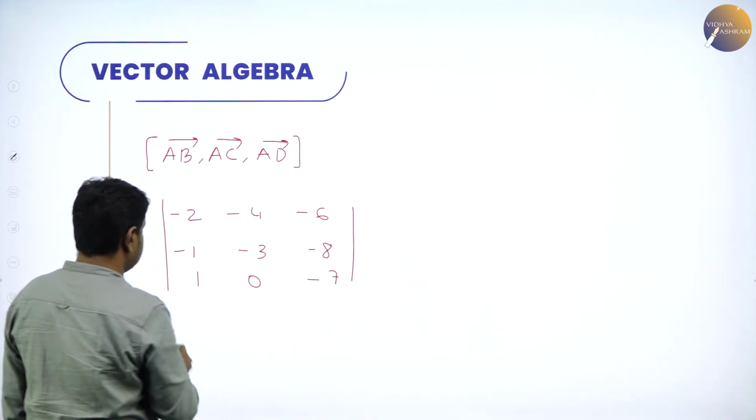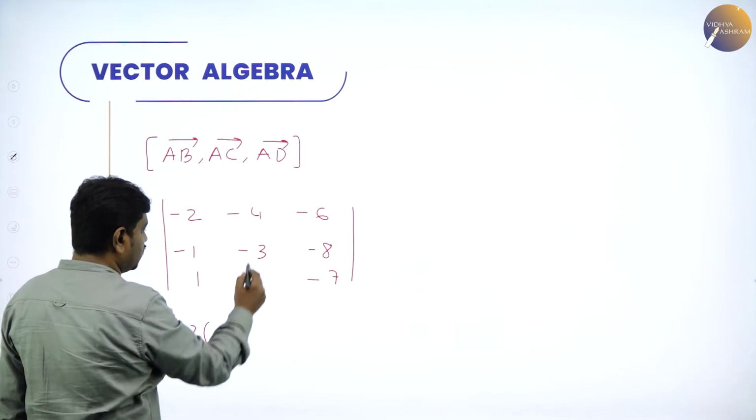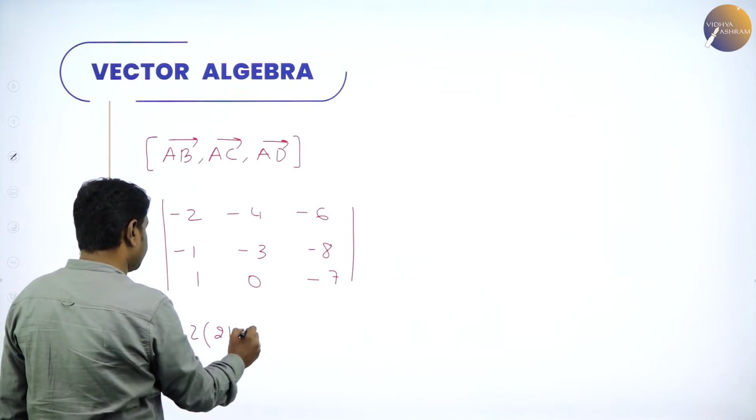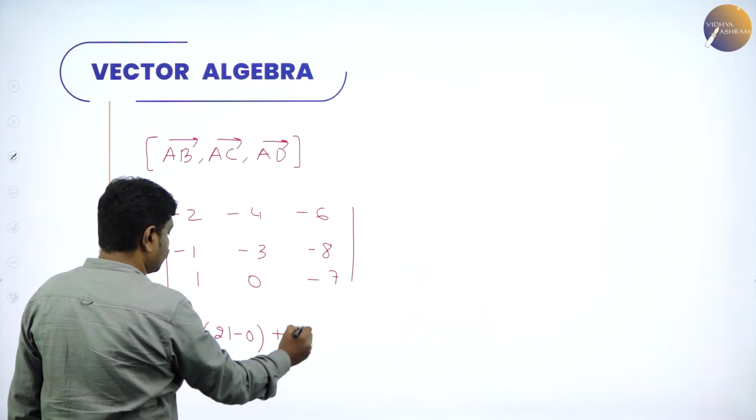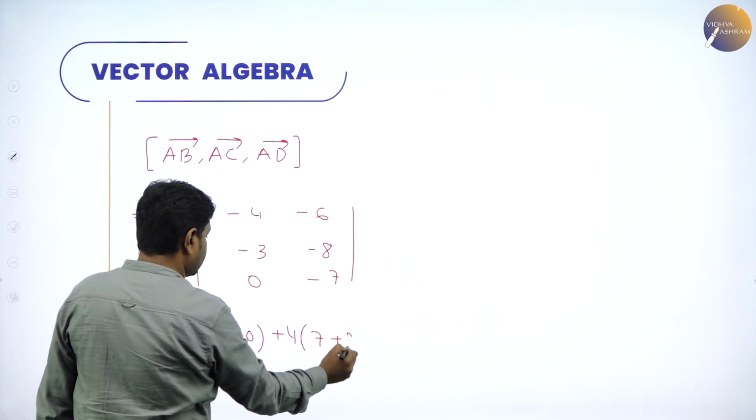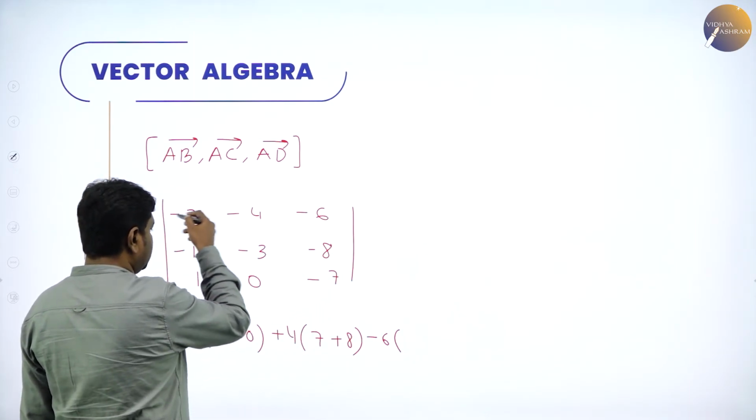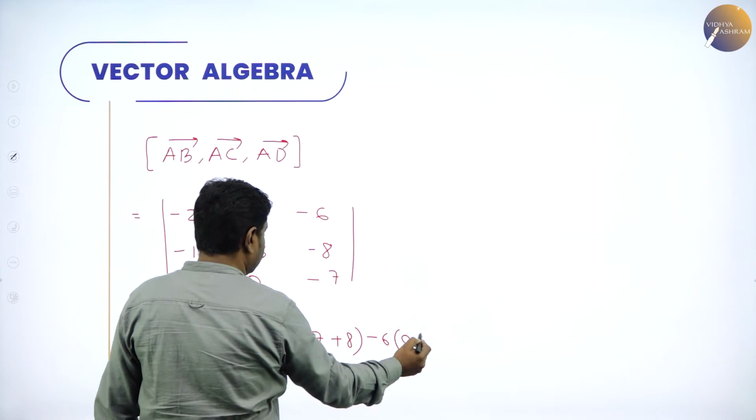Now we'll expand this. When you expand, minus 2 into, delete the column, delete the row, it will become 21 minus 0. Minus of minus 4 plus 4, delete the column, delete the row, it will become 7 plus 8. Then minus 6 into, delete the column, delete the row, it will become 0 plus 3.